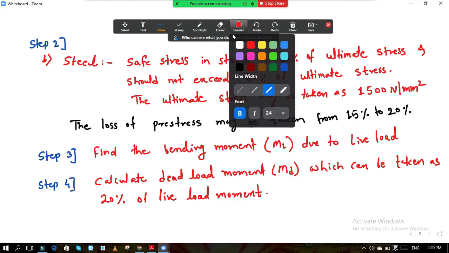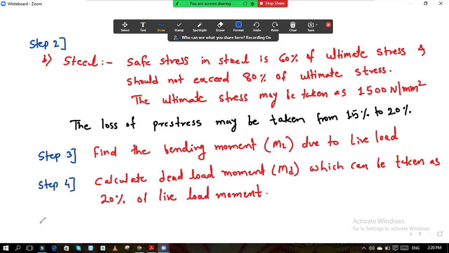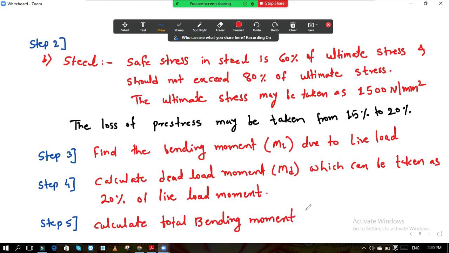So now step number five. Calculate the total bending moment. This is called as MT, which is equal to MD plus ML. This is your step number 5.